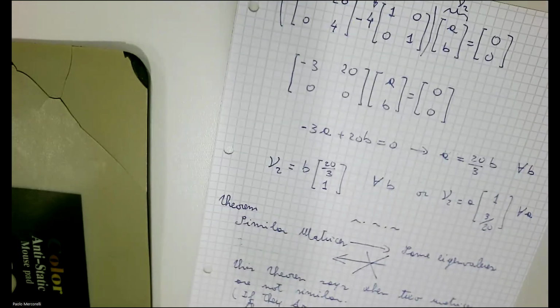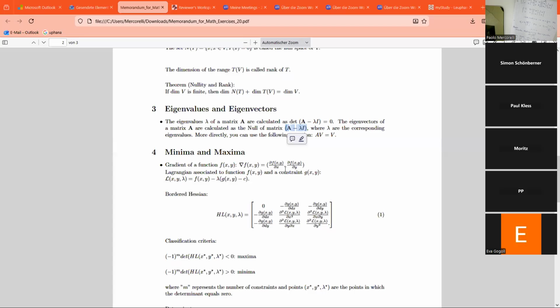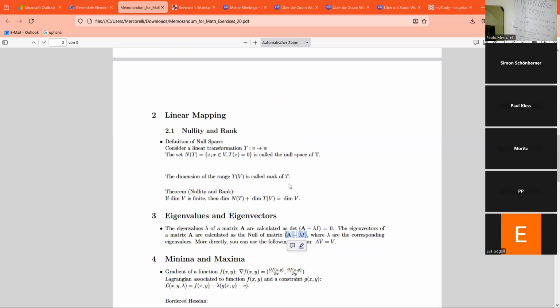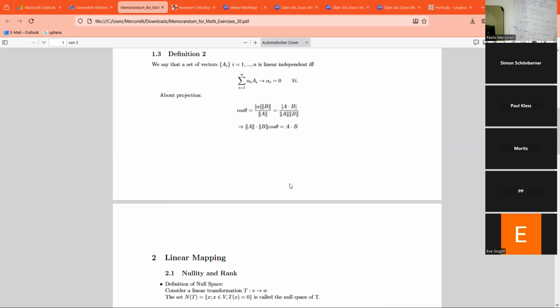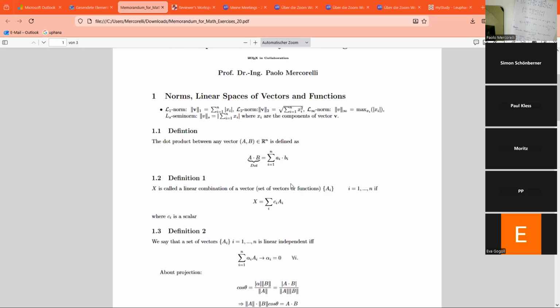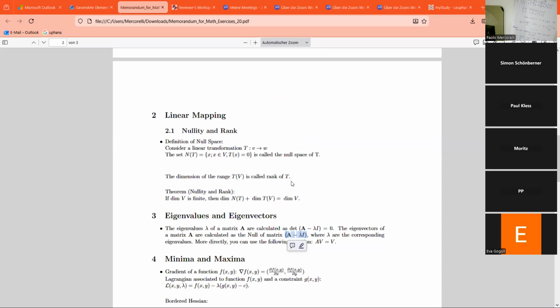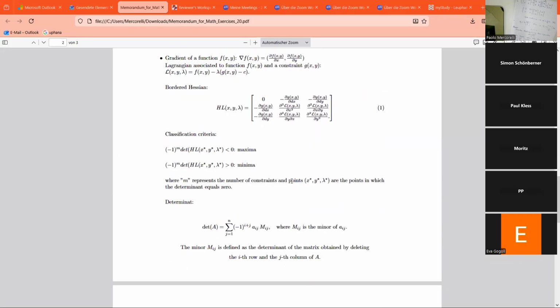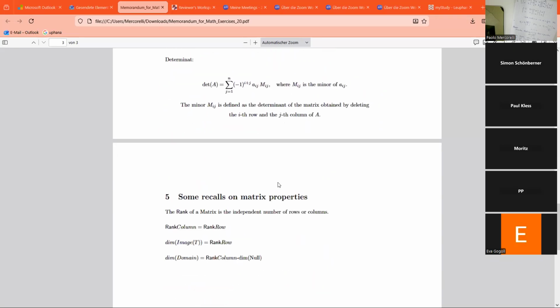Okay. Let me see the memorandum. Probably understood what you intend. Exercise related to eigenvalues and eigenvectors. Yeah, but the similarity between matrices we didn't do.